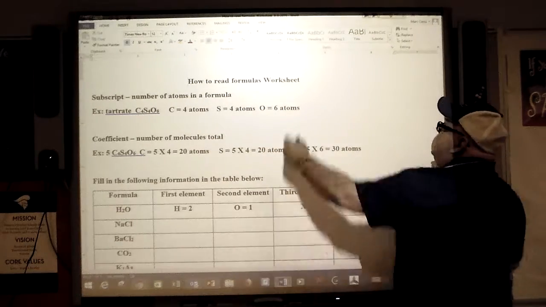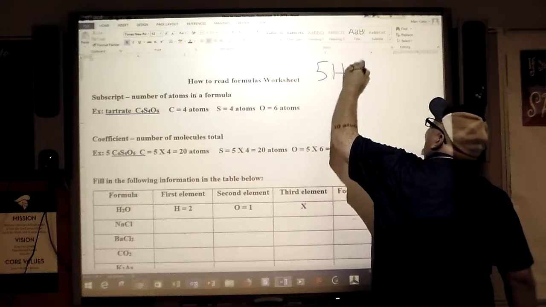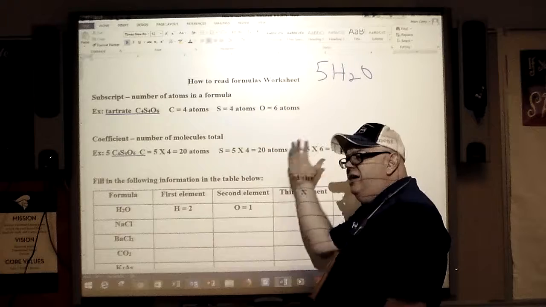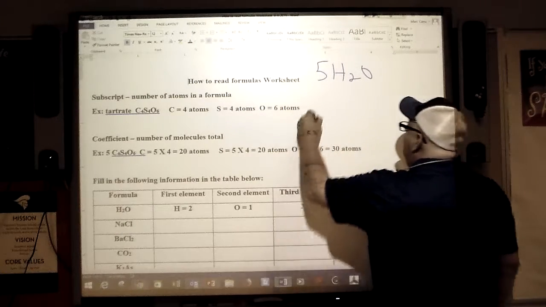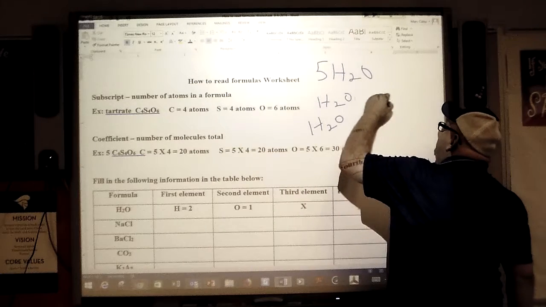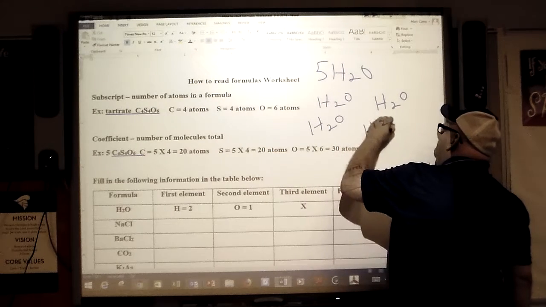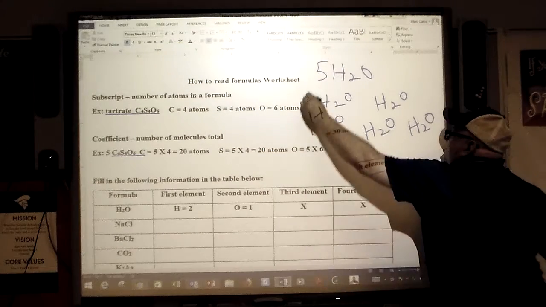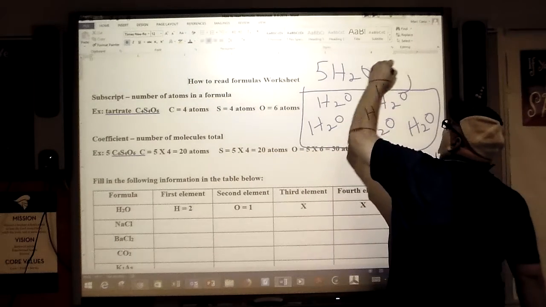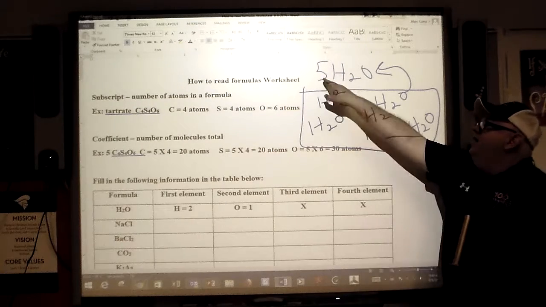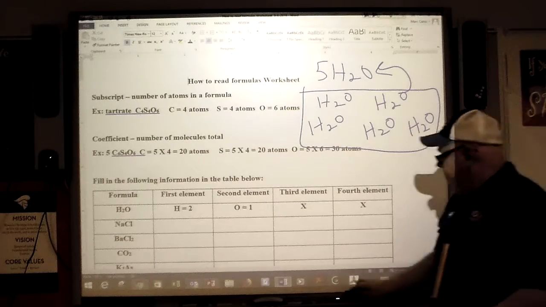Okay, so when we say 5H2O, what are we really saying? We have 10 hydrogen atoms and 5 oxygen atoms. That basically means we have 5 of these H2O molecules running loose in our little thing. So instead of drawing out every single one of these, that's why we use the coefficient.